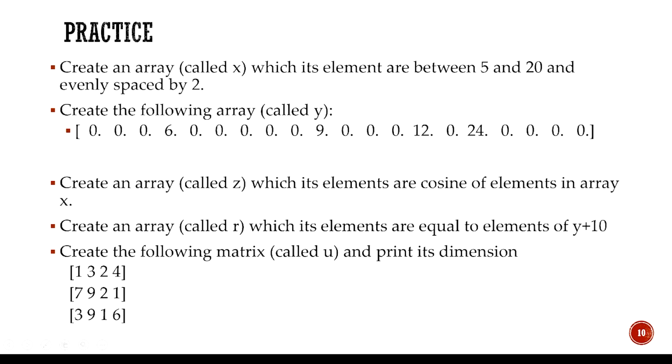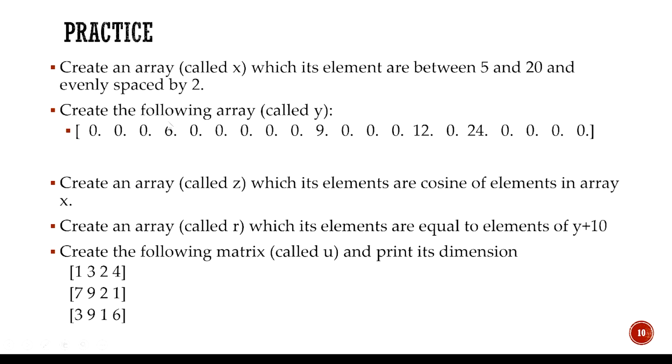Now here is a practice. So we just want to summarize the main points we discussed in this lecture and also play with the methods. So first we create an array called X, which its elements are between 5 and 20 and evenly spaced by 2.